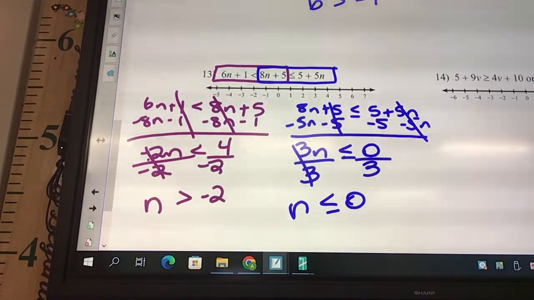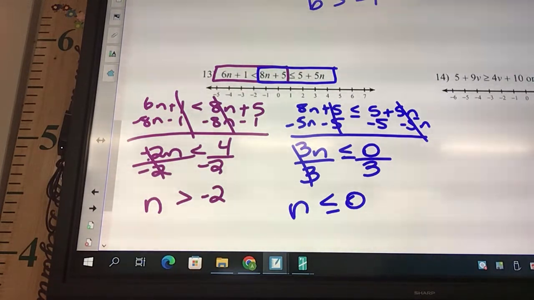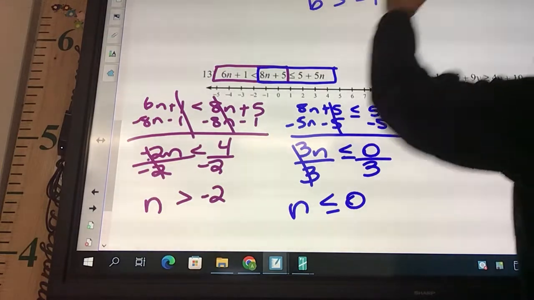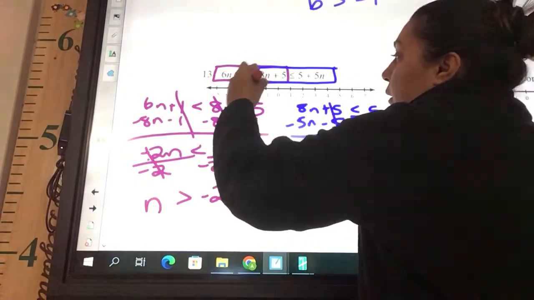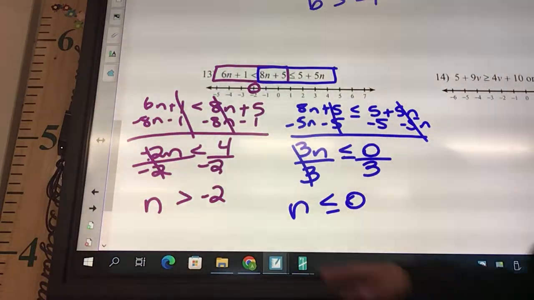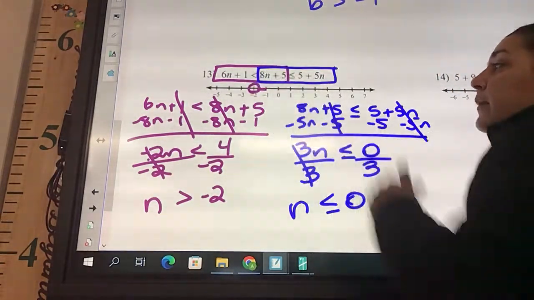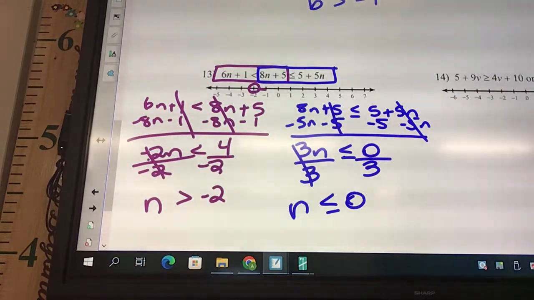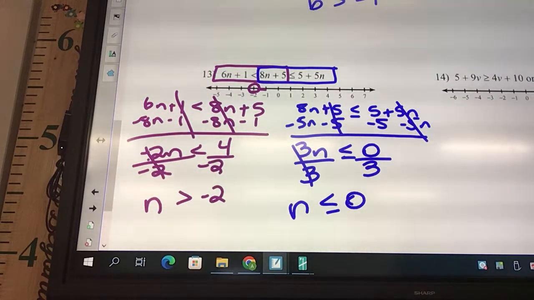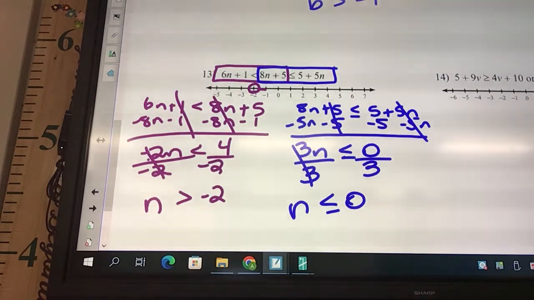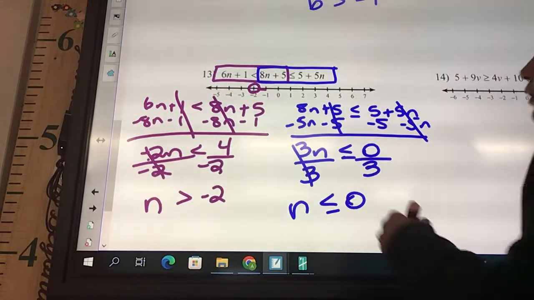Okay, so on the negative 2, is that going to be open or closed? Open. It's going to be open. Okay, and this says n is what? Greater. So we know that it's going to go this way. So just draw yourself some sort of little arrow until you figure out the other one. Okay, on the 0, is that going to be open or closed? Closed.